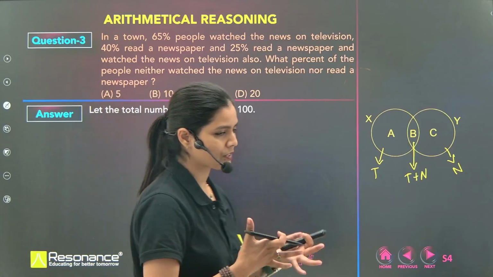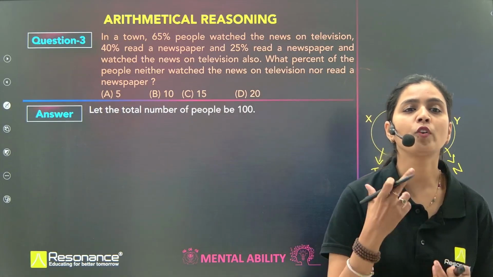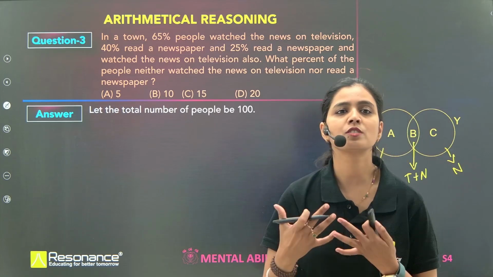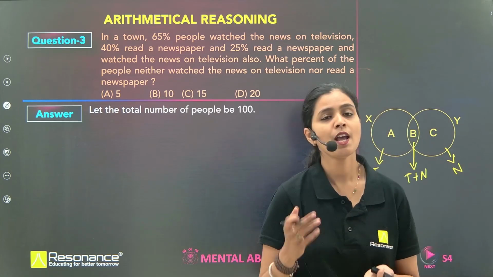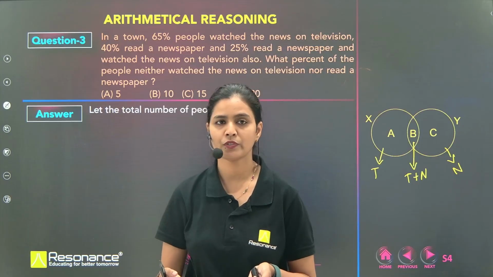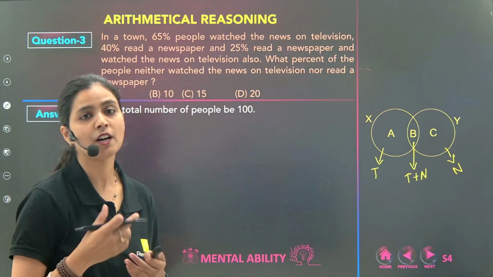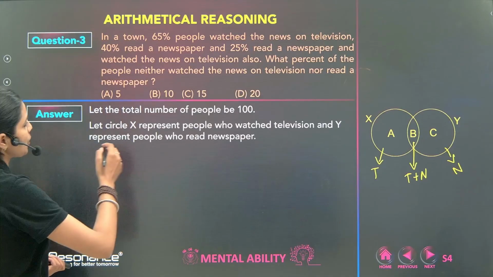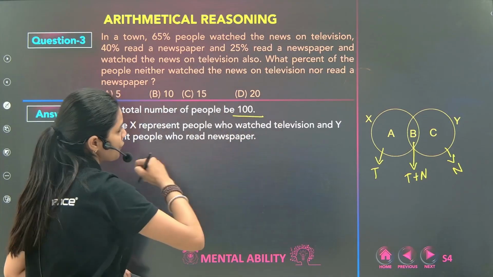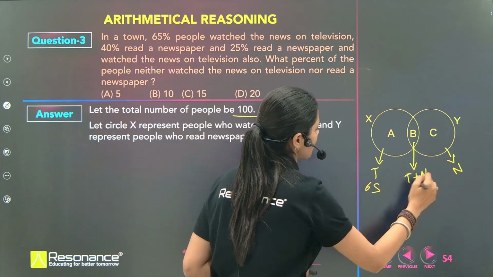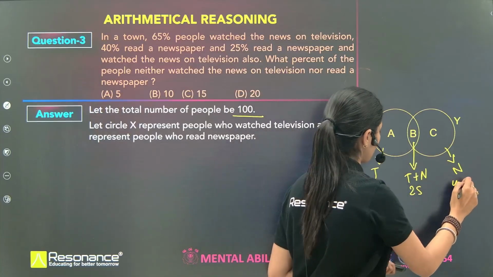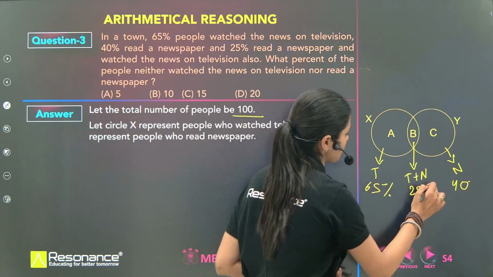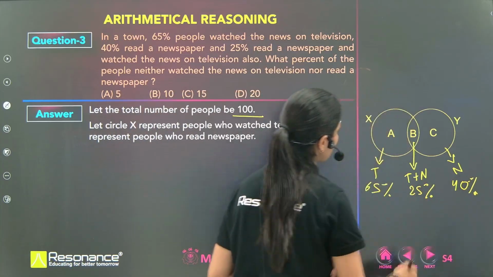Whenever you have a percentage question, go for the data of 100. I'm not saying that you cannot solve the question otherwise, you can, but this is the easiest way. So let the total number of people be 100. 65 will be watching television, 25 will be doing both, and 40% will be reading the newspaper.